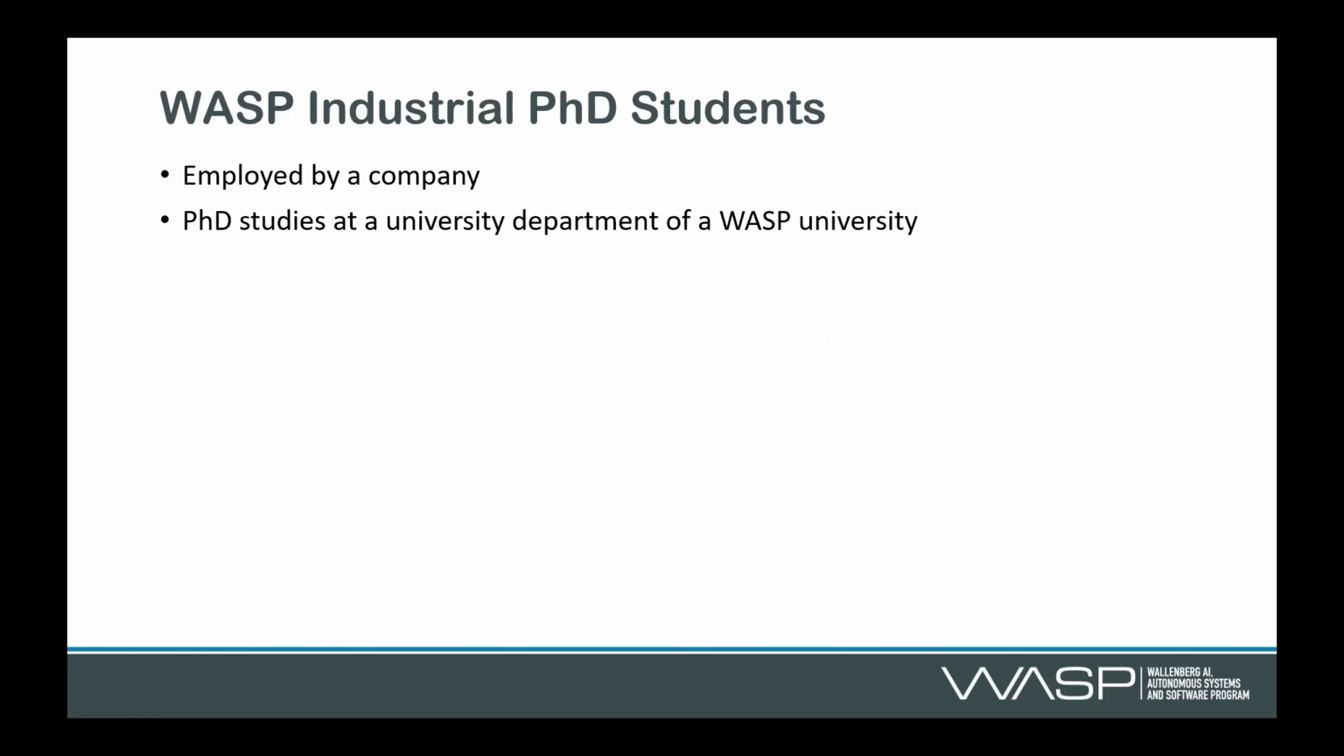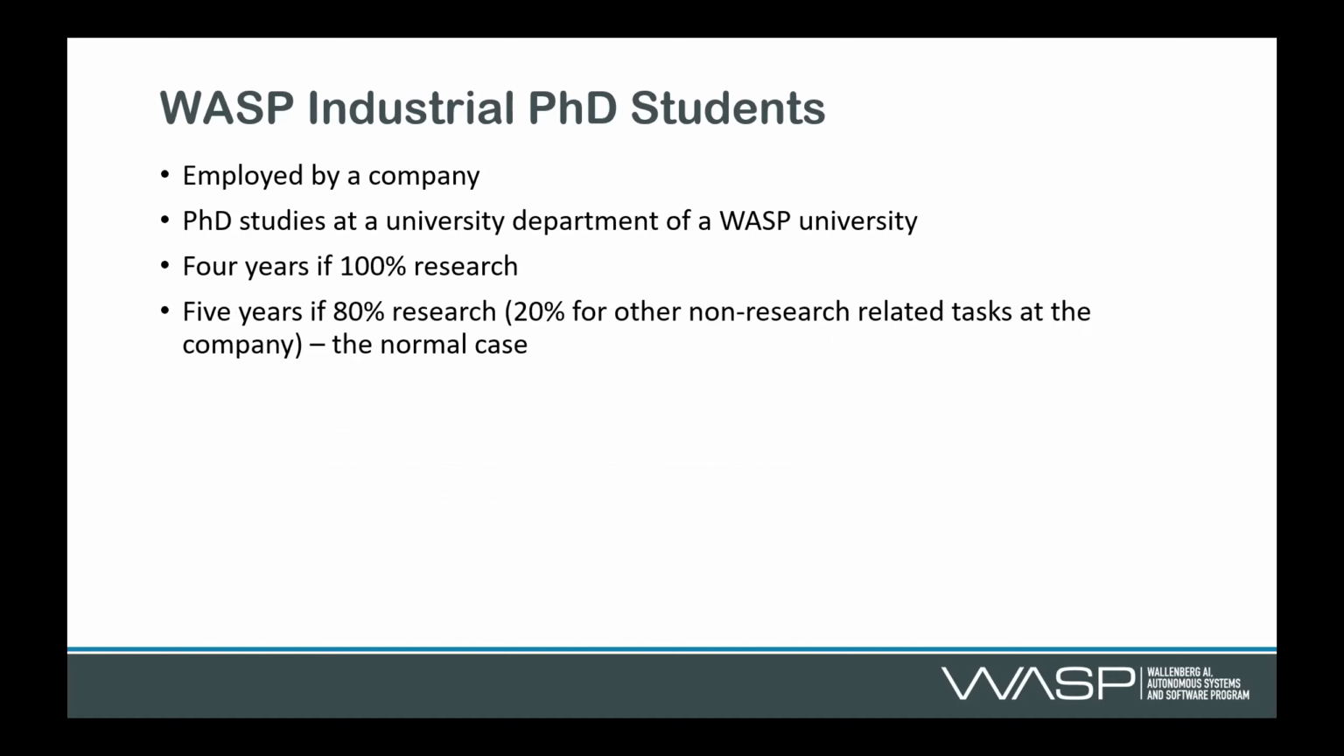An industrial PhD student in Sweden and in WASP is employed by a company and performs the PhD studies at a university department that belongs to a WASP university in our case. And this takes then 4 years, as I said, if you do it full time. But in the normal case, it takes 5 years.